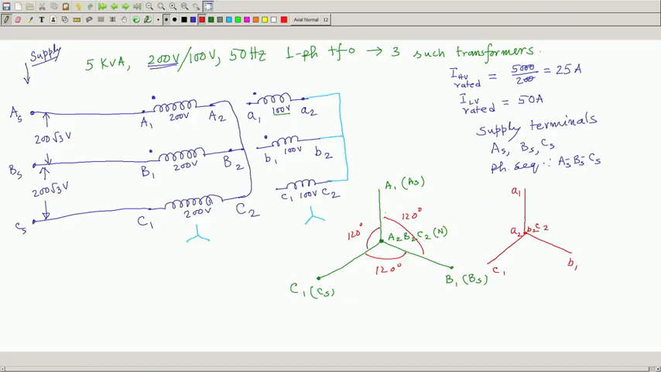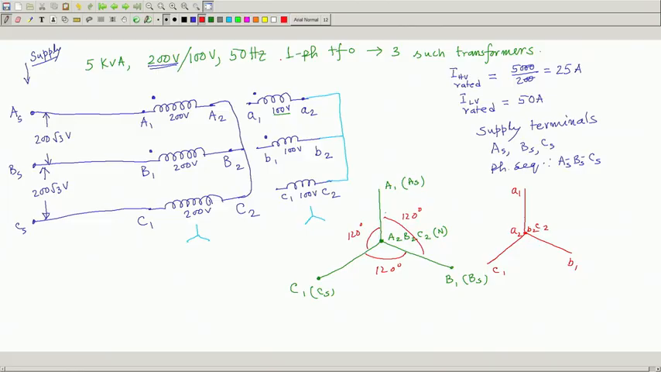So, what I have done? I have applied 200 root 3 line to line voltage here, which will ensure that across each of the primaries of these 3 individual transformers 200 volt appear. Of course, these 200 volt, 200 volt, 200 volt are fine, but they will be displaced by time because the supply is balanced. But I know if this is 200, it must be 100, because of the rating of the individual transformer being known.